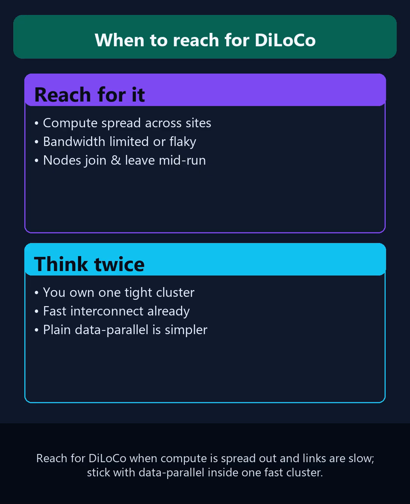When should you reach for it? Use DiLoCo when your compute is spread across sites, when bandwidth between them is limited or unreliable, or when nodes join and leave mid-run. Think twice when you already own one tightly connected cluster with fast interconnect. There, plain data parallel is simpler and slightly cheaper. DiLoCo trades a small amount of final quality and tuning effort for freedom from the bandwidth wall.